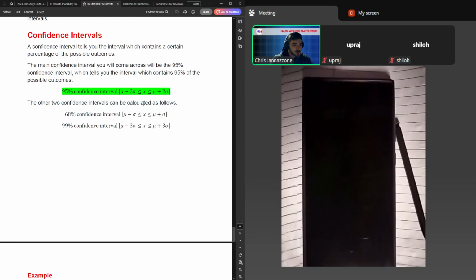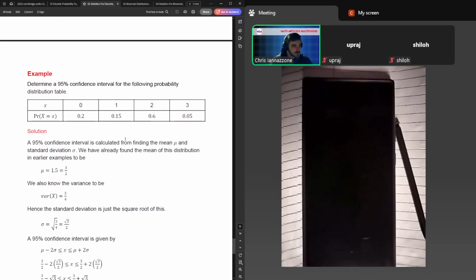There are 3 different possible confidence intervals that you could calculate. The 95% confidence interval is the only one that ever gets tested. That is where you're 95% confident that whatever result you have is going to be between plus or minus 2 standard deviations from the mean. So here's what that looks like.